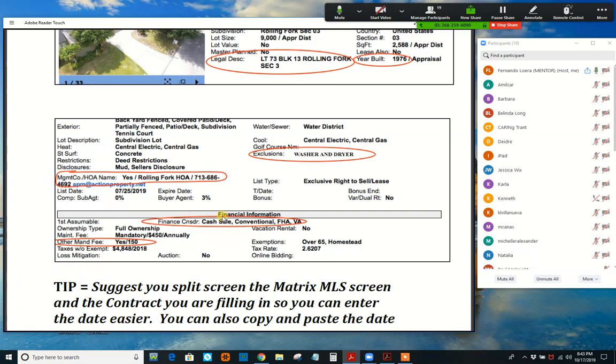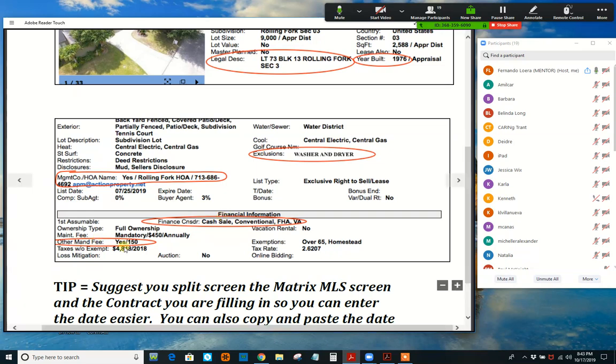So keep in mind the financing considered. This is really critical. If they have a VA loan and you're showing 10 houses and all 10 houses just say cash and conventional, you might be wasting your gas, your time, and their time. So it's always better to confirm.